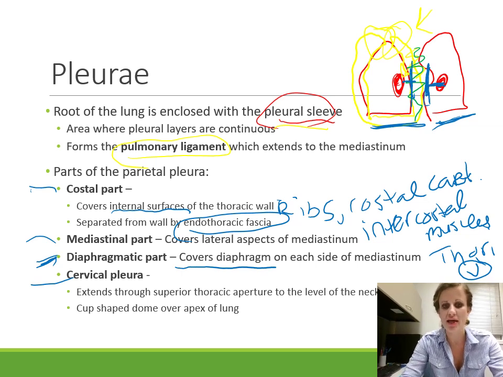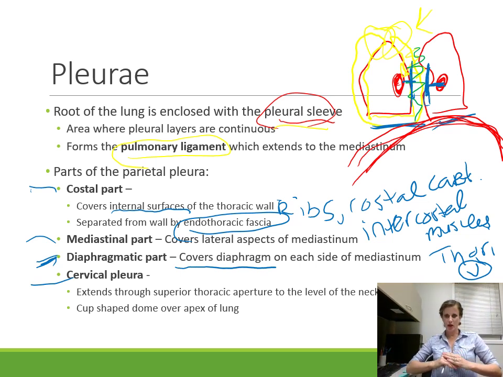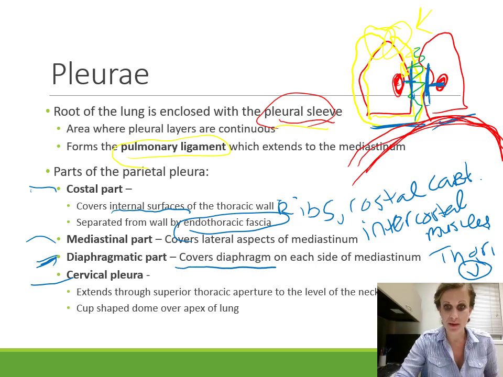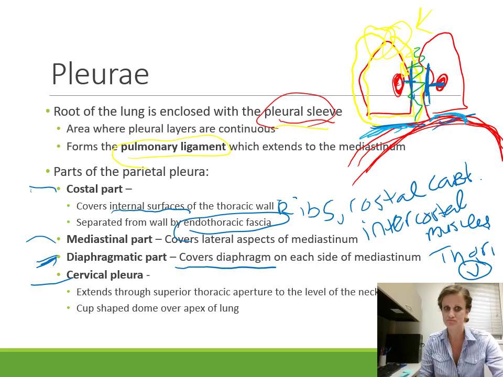Remember, the diaphragm is this dome-shaped muscle that almost completely forms a barrier between the thoracic cavity and the abdominal cavity. So the diaphragmatic part of the parietal pleura lines the diaphragm right here and then over here as well.